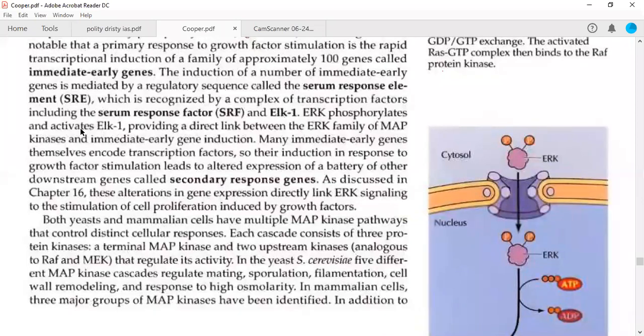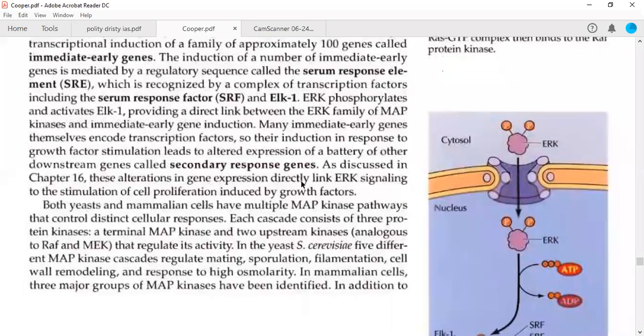ERK phosphorylates and activates ELK1. This transcription factor will be activated, and thus the transcription will be started, providing the direct link between the ERK family of MAP kinases and immediate early gene induction of transcription. Many immediate early genes in themselves encode transcription factors, so their induction in response to growth factor stimulation leads to the altered expression of a battery of other downstream genes, which are called second response genes.